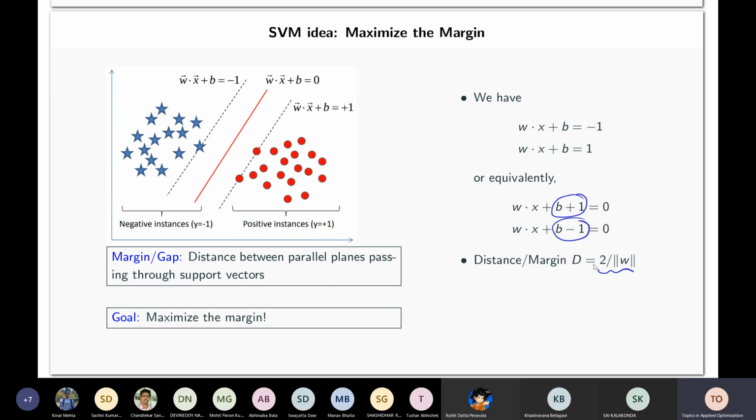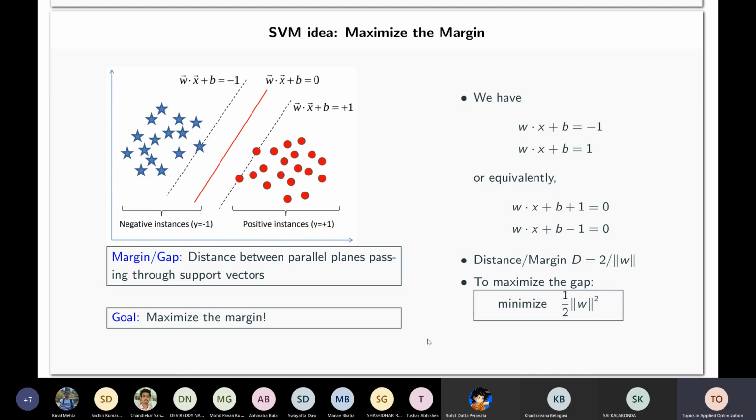So you can also do it the other way, it doesn't matter. So it will be 2 divided by the norm of the normal vector. That's the distance formula, right? So this is the margin, right? And then to maximize the gap, we can invert this. I have to maximize this, which is the same thing as minimizing 1 over this.